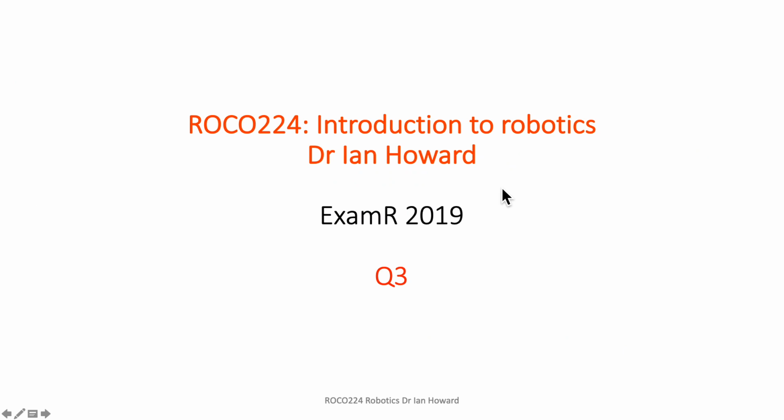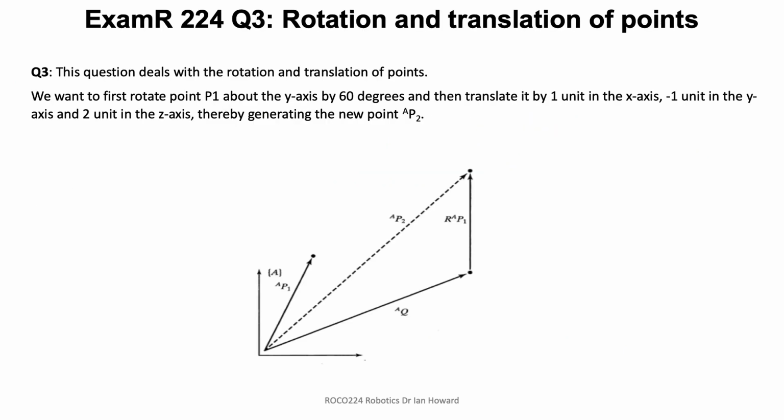Here's a question from the referred exam for 2019, and it's concerned with rotation and translation of points. It's asking us to first rotate a point P1 around the y-axis by 60 degrees and then translate it by 1 unit in the x, minus 1 in the y, and 2 in the z, leading to a new point in frame A called P2.